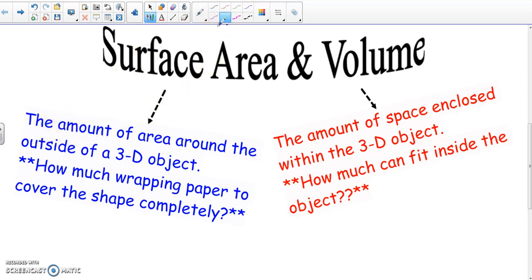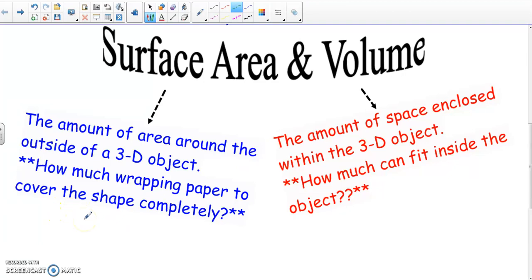So take a minute and jot this down, but surface area is the amount of area around the outside of an object. All right, so think about wrapping paper to cover a shape. It's the amount of space around the outside of a 3D object.